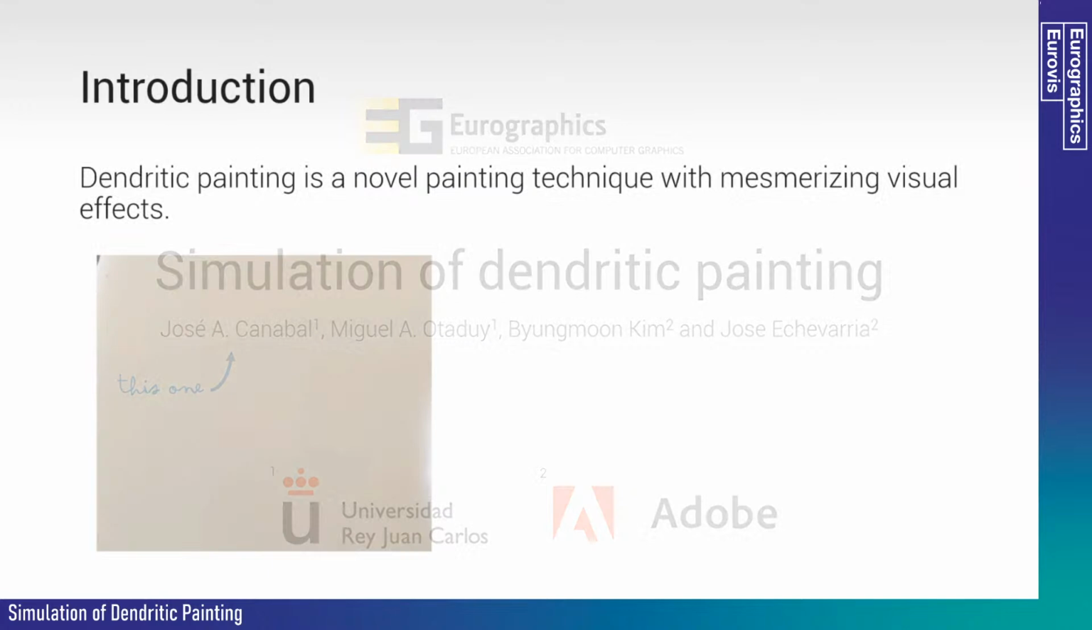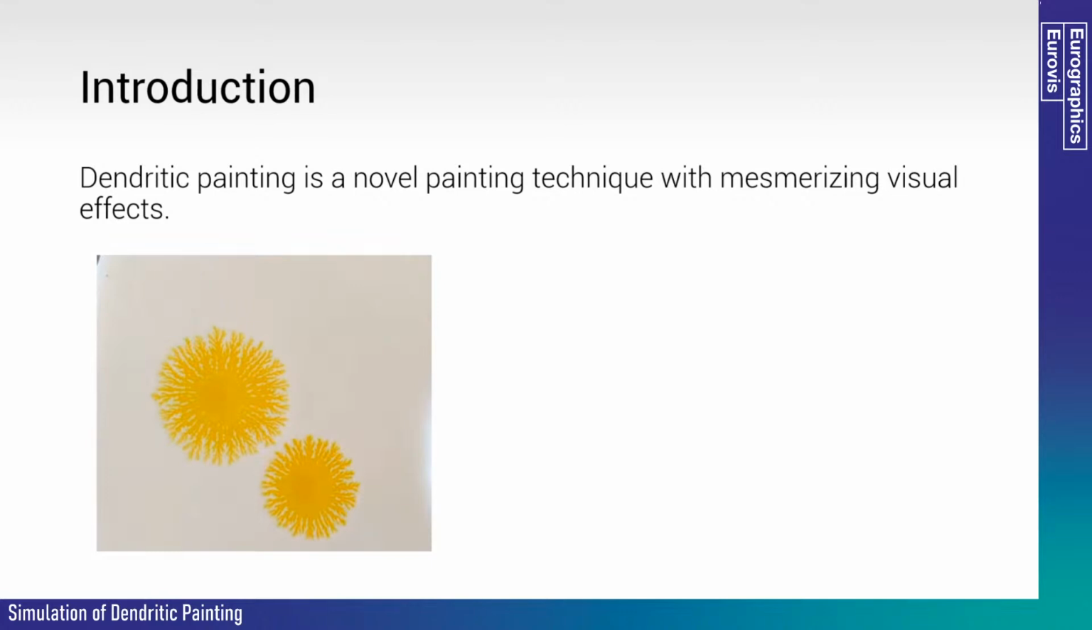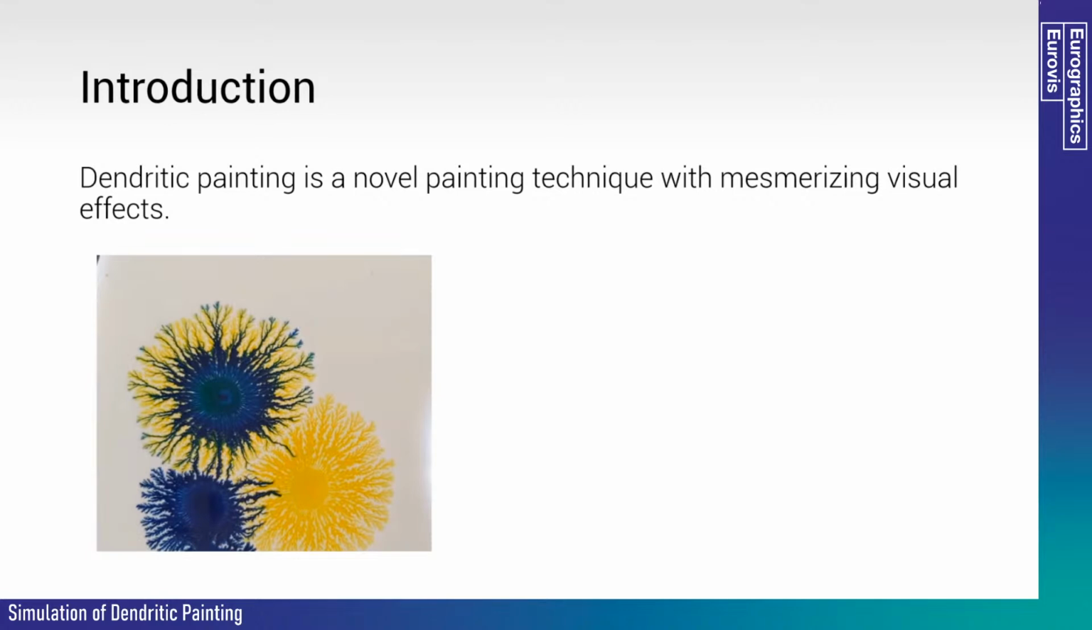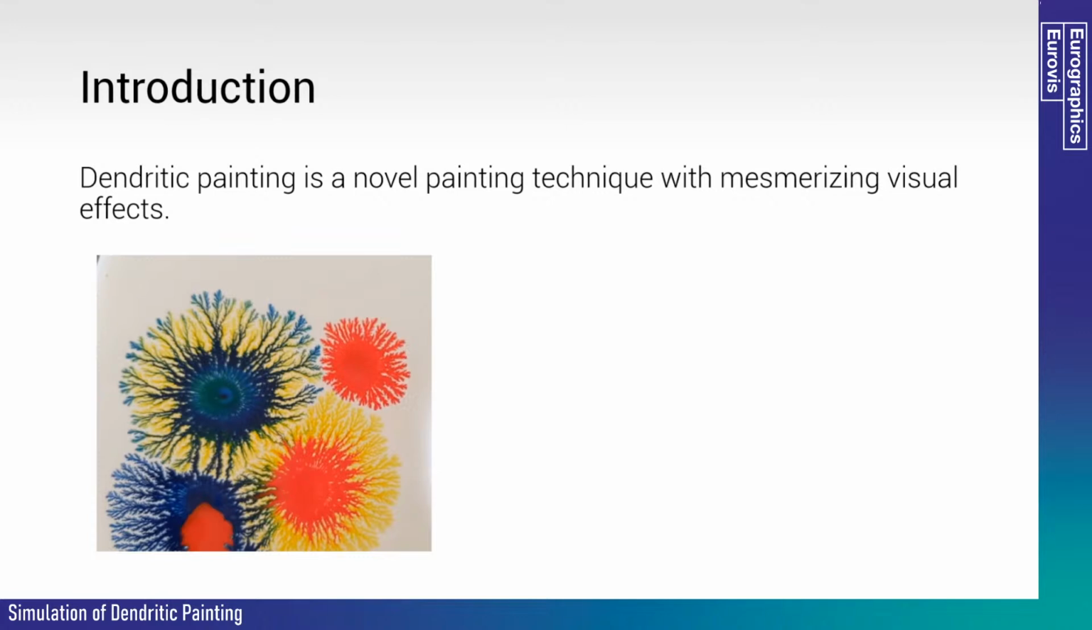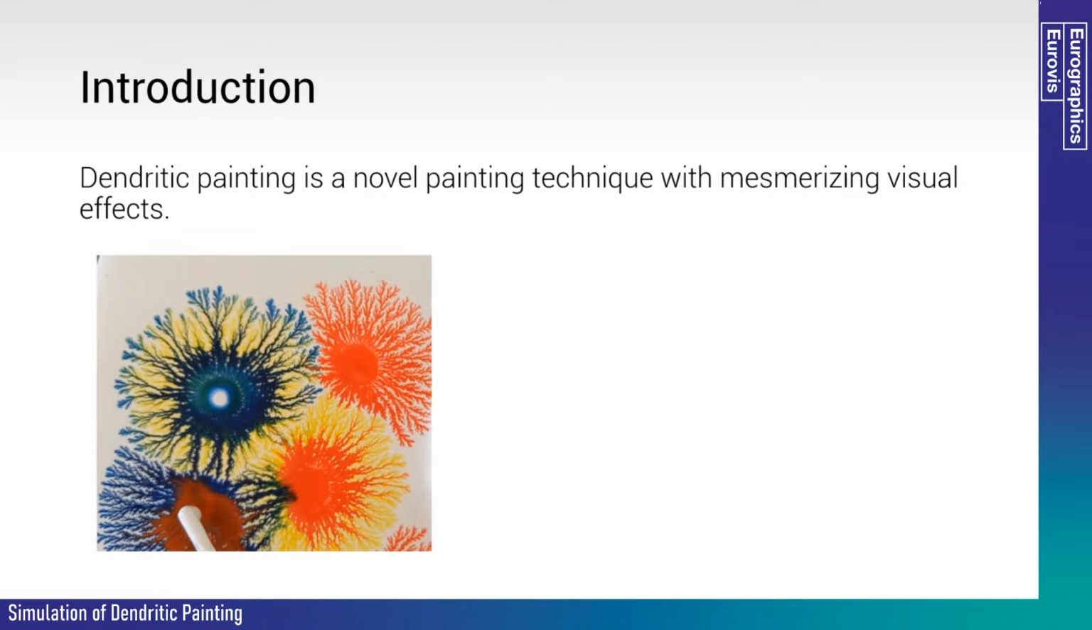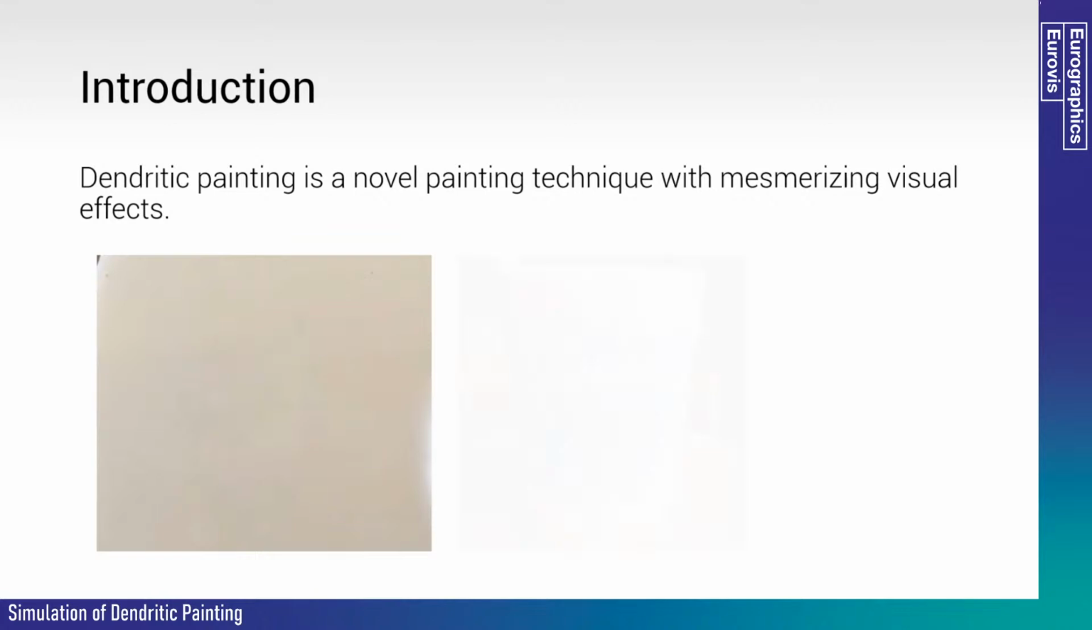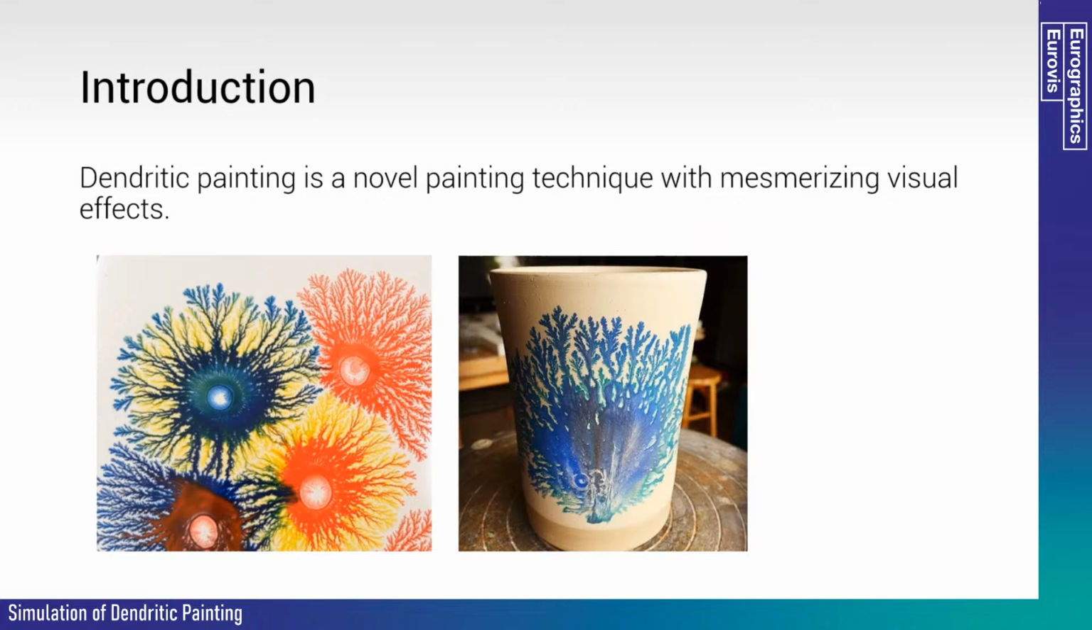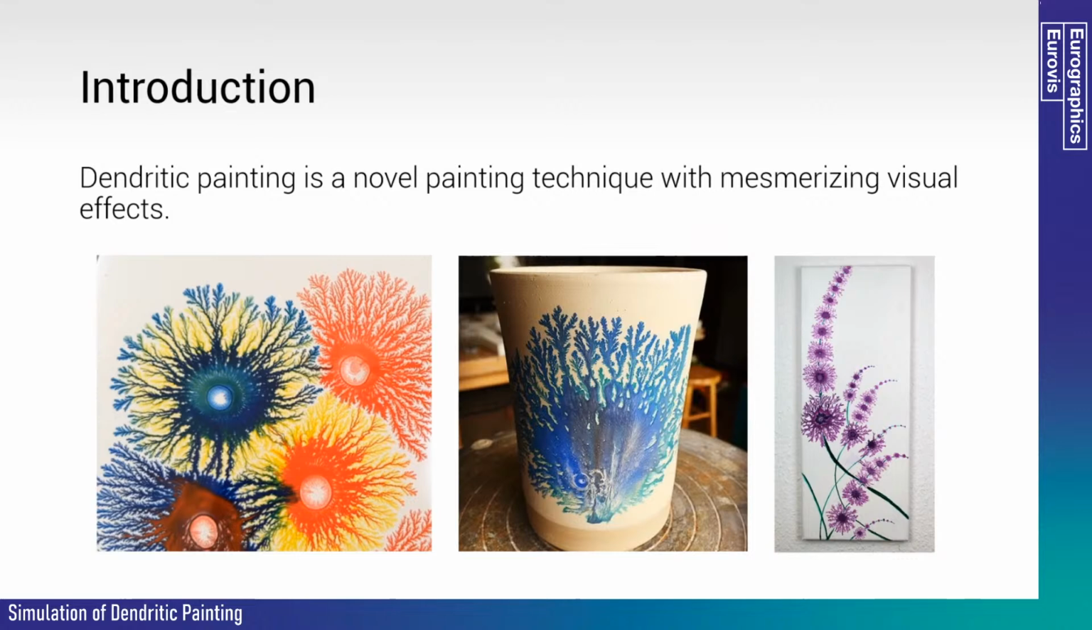Dendritic painting is an oil painting technique with mesmerizing visual effects. The painting surface is covered first with a base medium, typically white acrylic paint diluted with water. During the creative process, the artist pours on the base medium a mix of acrylic ink and a solvent, typically alcohol or some acid. The complex multiphase fluid dynamics between solvent, ink, and base medium produce rich and expressive high-frequency branching effects on the ink as it flows and deposits. This allows the artist to create complex pieces of art from pottery to frames.